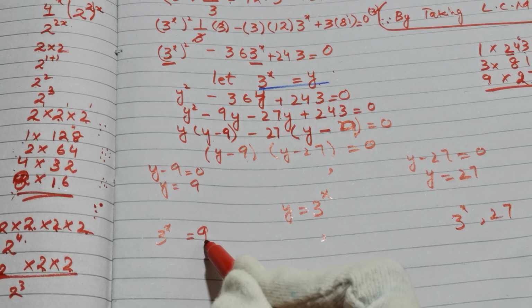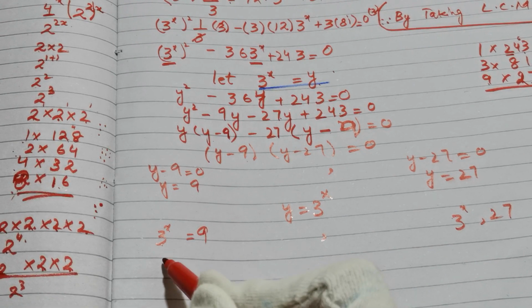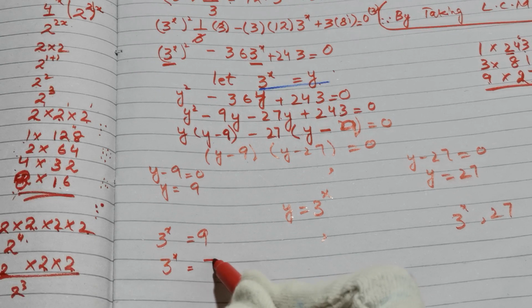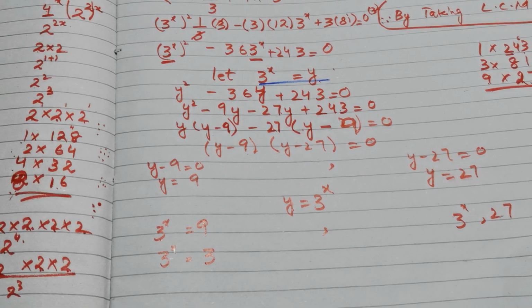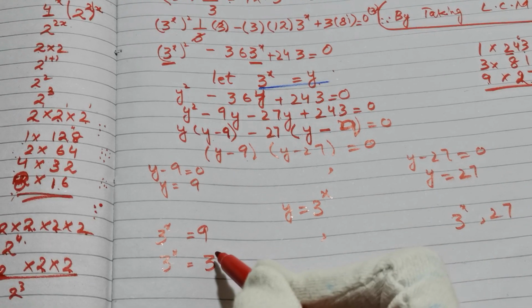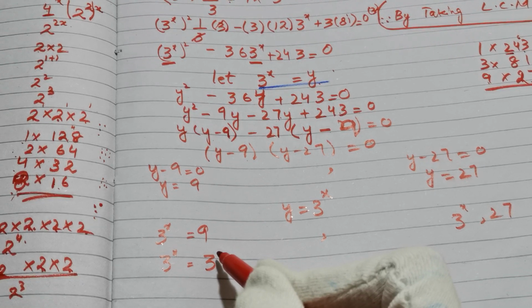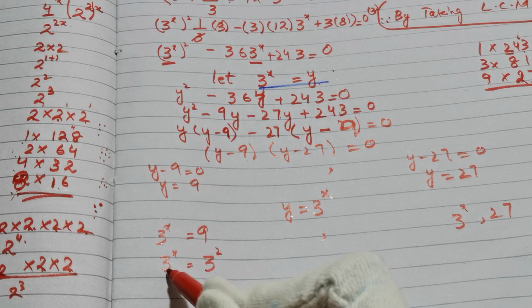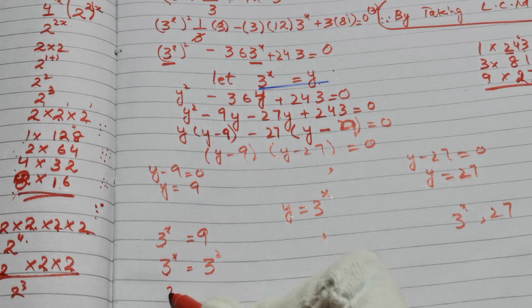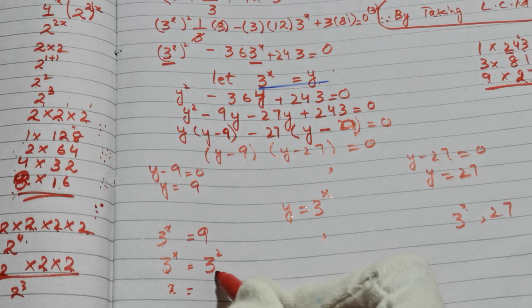Now here the base is 3, so we'll make the base 3. 3 into 3, 3 3s are 9, so 3 raised to power 2. If the base is same, powers will be added, so 1 plus 1 becomes 2, so 3 raised to power 2. If the base is same, powers are also equal.